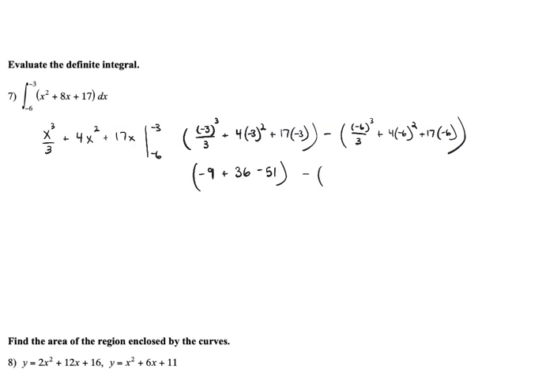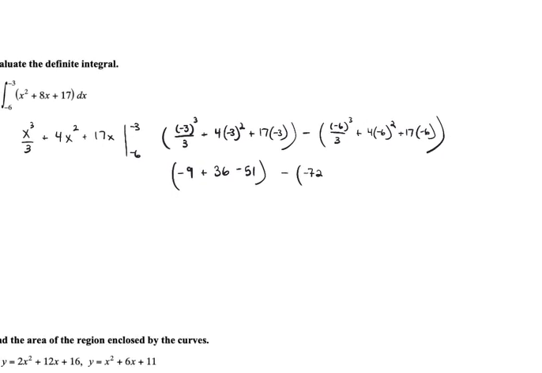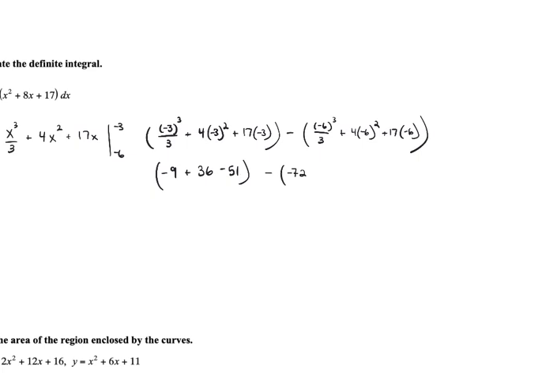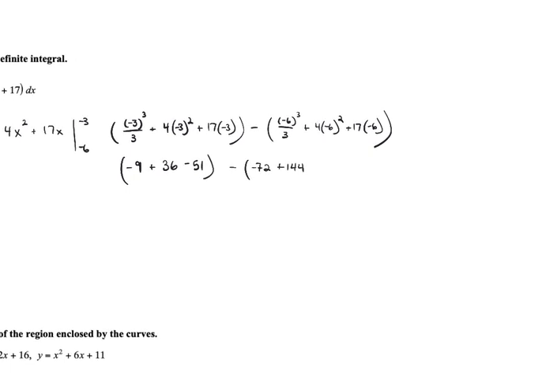For the next one, negative 6 cubed divided by 3 is negative 72. And then 36 times 4 is 144. And then 17 times 6 is negative 102.